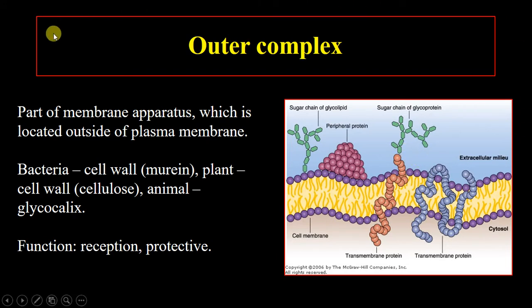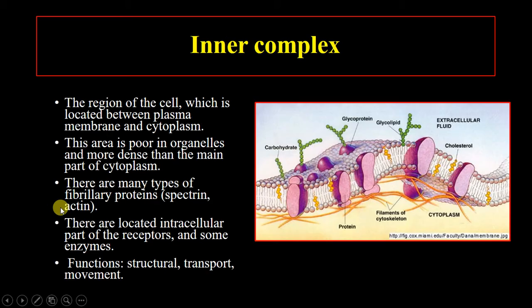And we said that the main part of the membrane apparatus is the outer complex. I repeat that the outer complex is the part of the membrane apparatus which is located outside the plasma membrane. In bacteria, it is called the cell wall or membrane. In plants, the cell wall or cellulose. In animal cells, the glycocalyx. The main functions of the outer complex are reception and protection.